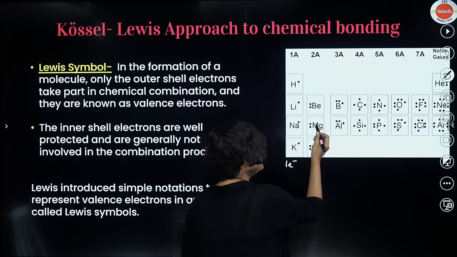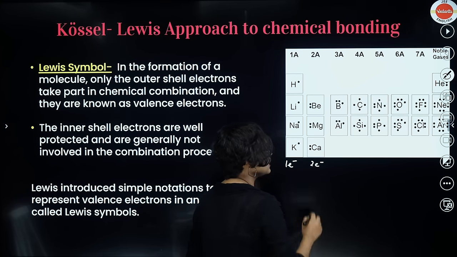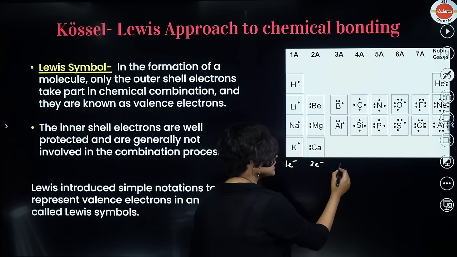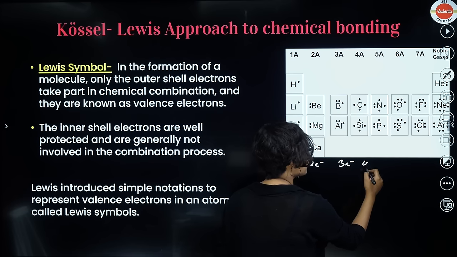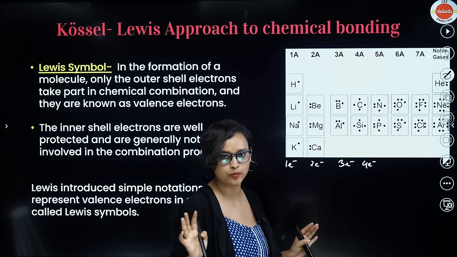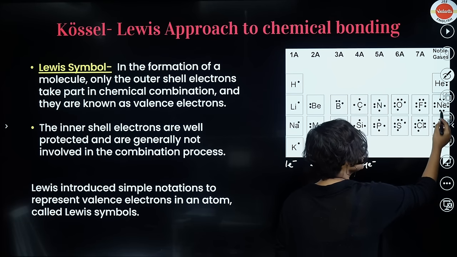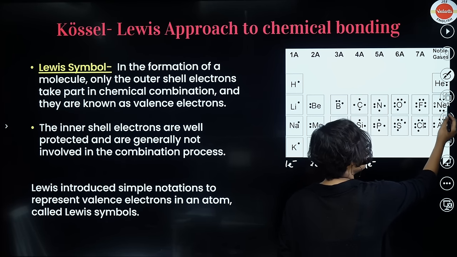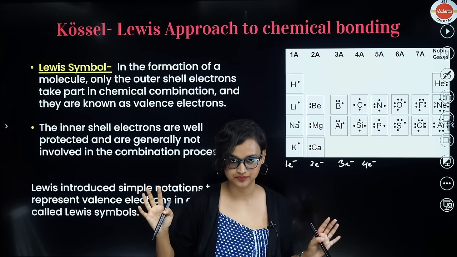Now, take a look at beryllium, magnesium, calcium. All of them have two electrons, that means two electrons in their last shell. Boron and aluminium, three electrons in the last shell. Carbon and silicon, four electrons in the last shell. So, you get my point, right? Now, take a look at helium, neon and argon, okay? If you count 1, 2, 3, 4, 5, 6, 7, 8, there are 8 electrons. That means stable octet, they already have it.